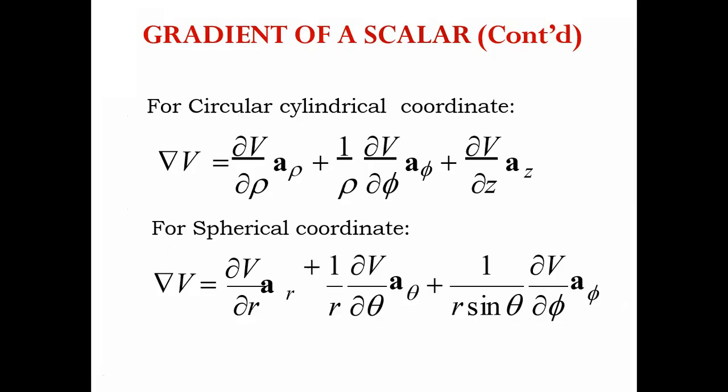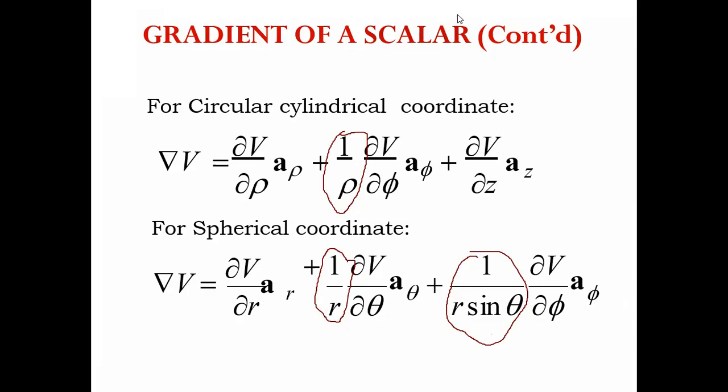Then again, you will have to remember the formula for cylindrical coordinates: del V upon del rho plus 1 by rho. Be careful, here it is 1 by rho divided. And then del V by del z. Here it is 1 by r divided, and here it is 1 by r sine theta divided. These factors you need to take care of while remembering the formula, because these are the extra factors. Otherwise, the rest is similar to Cartesian. Yes or no? Yes, sir. So this you will have to remember. Okay, so gradient is over.